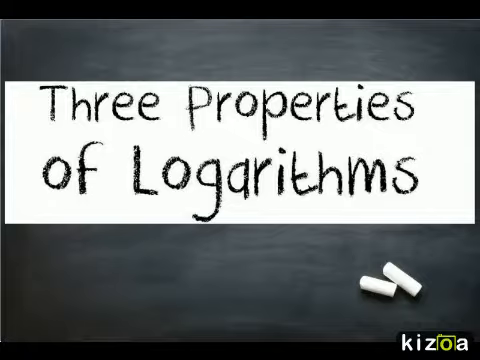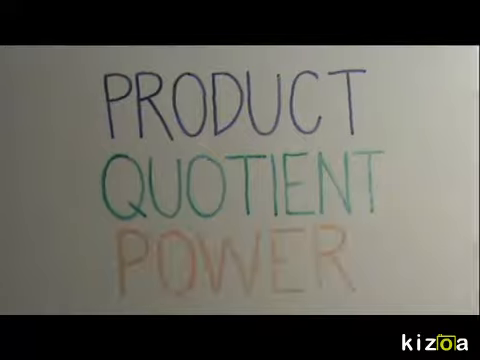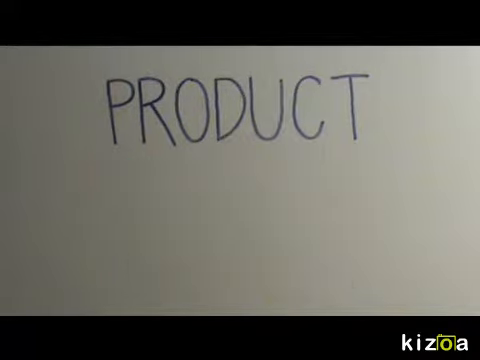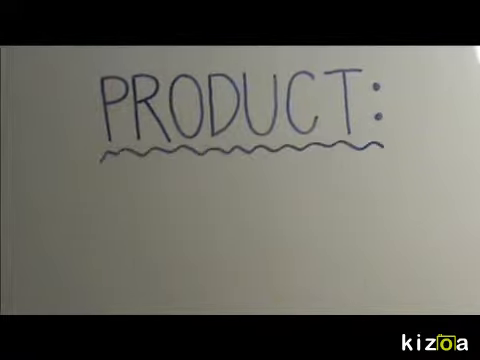Today, we will be talking about the three different properties of logarithms: product, quotient, and power properties. The first one we're talking about is the product property.